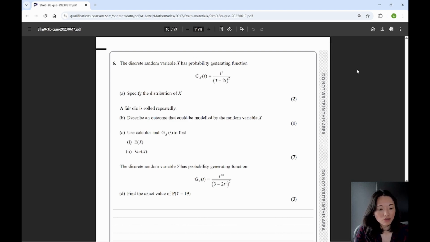Although it's quite a long question with 13 marks available, let's not be intimidated by it. We're just going to do it step by step. And if you're careful with your arithmetic, and if you follow the hints in the question and also in the formula book, you should be able to get most, if not all, the marks.